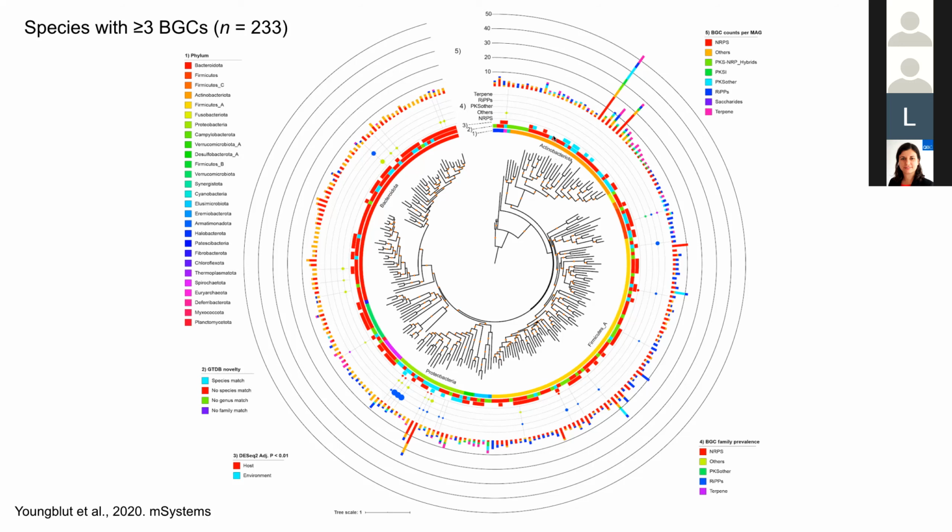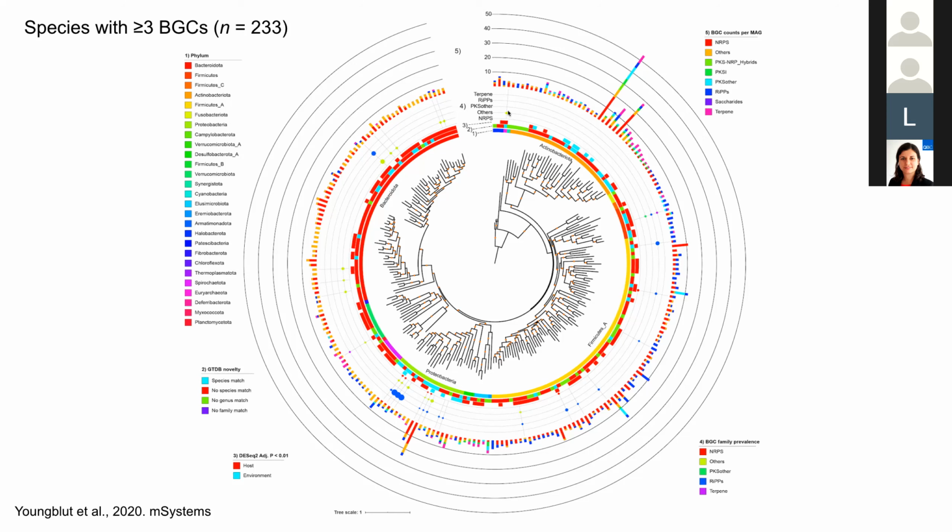And then the second ring here is the taxonomic novelty, where the blue means there's a species level match, red means no species level match, novel species, and then green is novel at the genus level, so even more taxonomically novel. You can see it varies quite a bit along that ring. And then the third ring here is showing host environment enrichment, as I showed before, with blue being environmentally enriched and red being host enriched.